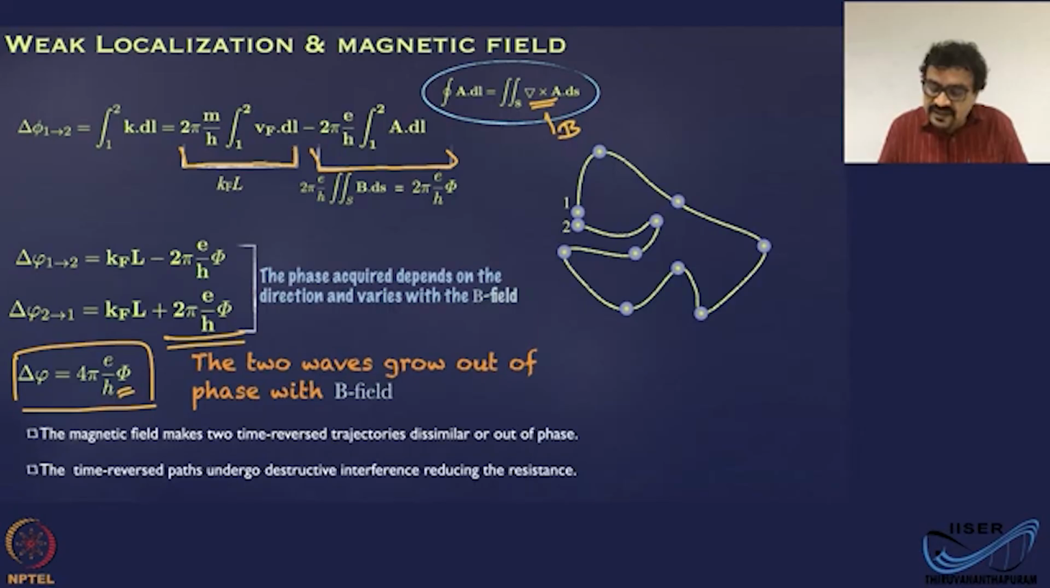So the magnetic field makes the time reversed trajectories dissimilar, or out of phase. Initially, when they are in phase, they had constructive interference. Now, as you turn on the field slowly, you build up a phase difference between the forward and reverse propagating paths, and the time reversed paths start undergoing destructive interference, and you will lose that localization. So that is the effect when you have the field turned on.